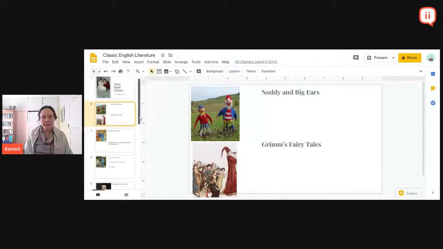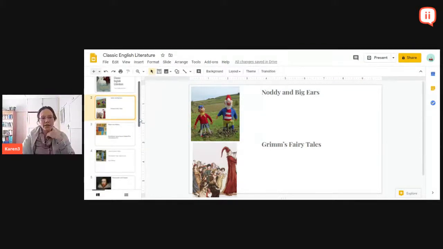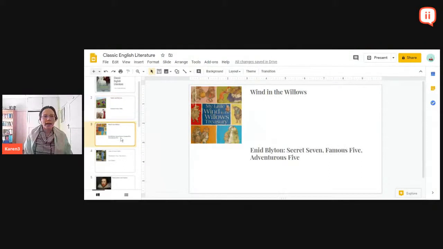Okay, so Grimm's fairy tales, it's always about good and evil and about good triumphing, but not always in the way that you would expect. The good comes out on top, the good wins in the end.